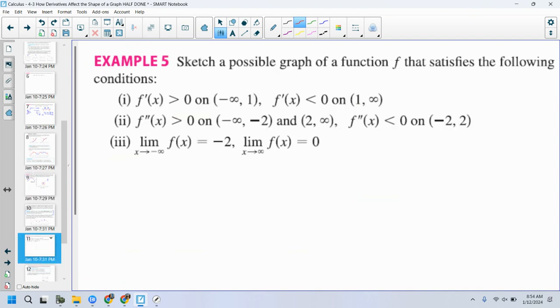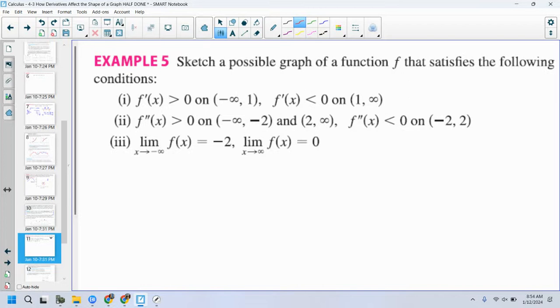Okay, let's take a look at this problem here. Sketch a possible graph of a function f that satisfies the following conditions. There's a couple problems like this on your homework, so I wanted to do it for you. Let's analyze what this is telling us as we go. You just have to do a little translating, figure out what each piece is telling you, put it into English, and then graph it from there.